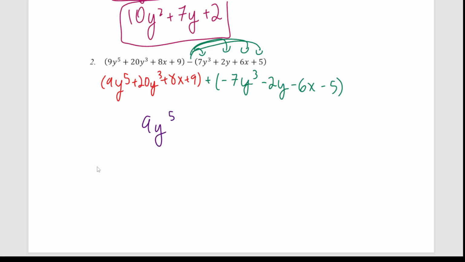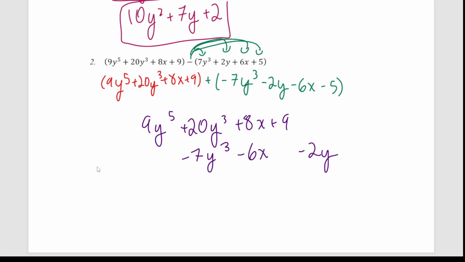So I have 9y to the 5th, and I'm going to write 20y cubed, and then plus 8x plus 9. Then I'm going to vertically align these underneath. So we have negative 7y cubed. This negative 2y doesn't match with either of those terms, so I'm going to shimmy him to the side. Negative 6x goes right underneath that term, and then negative 5 goes right underneath that term. So notice how we're trying to keep careful track of what's considered my like terms the entire time.